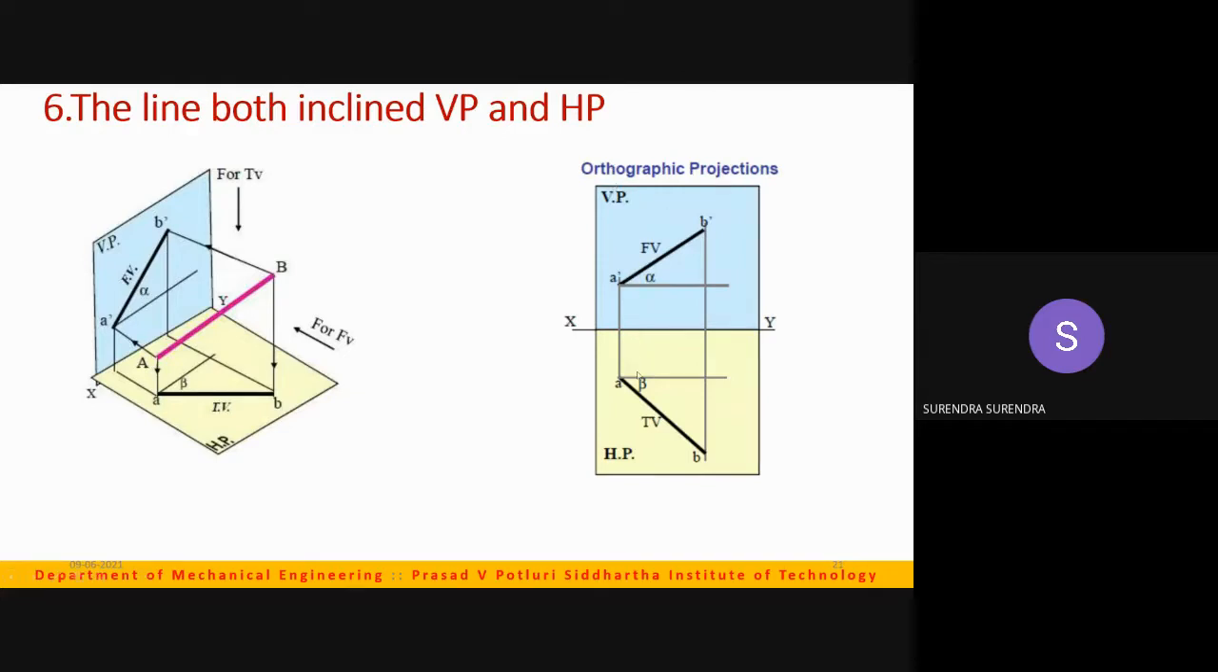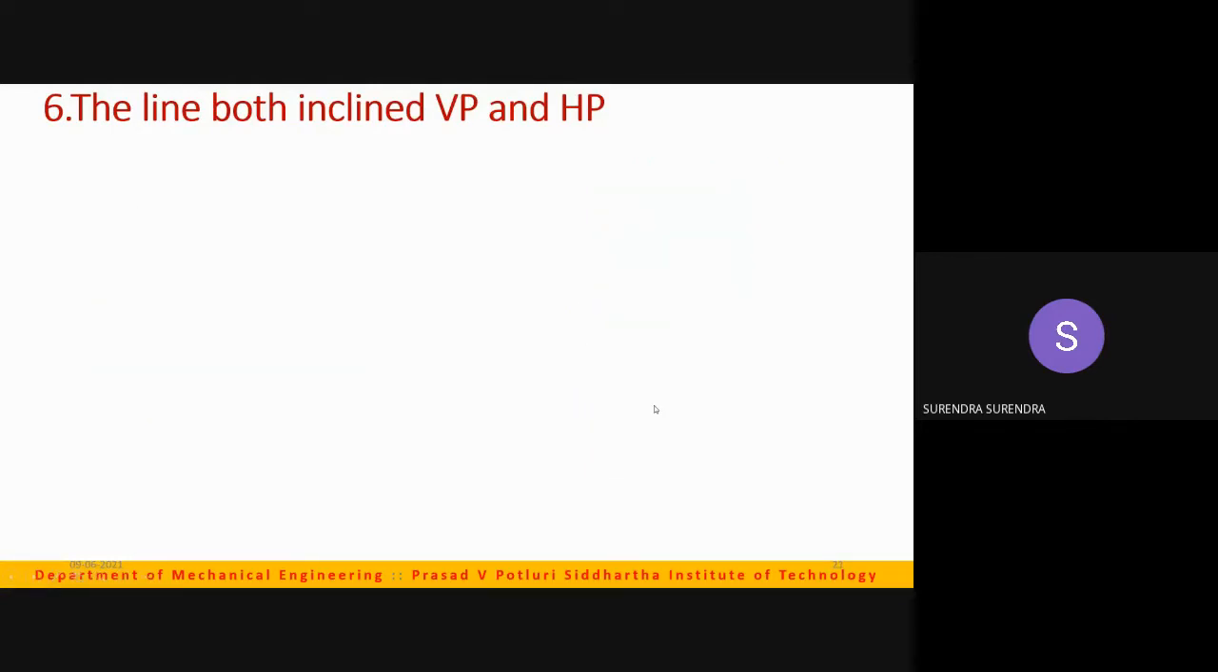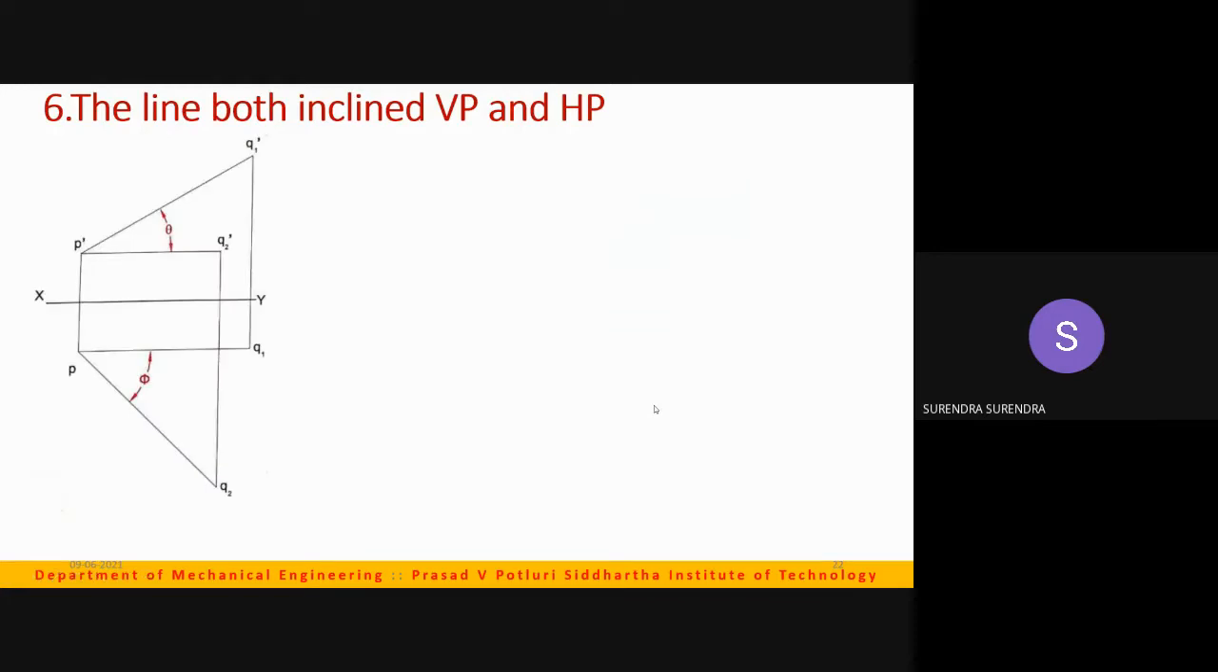Now, this is how it looks, the final front view and final top view. But we won't get these lines directly. So for this, we have to follow a procedure. First step is overlapping the condition.